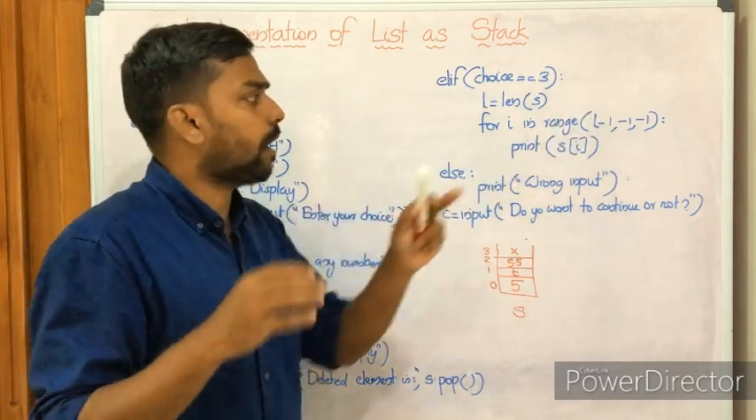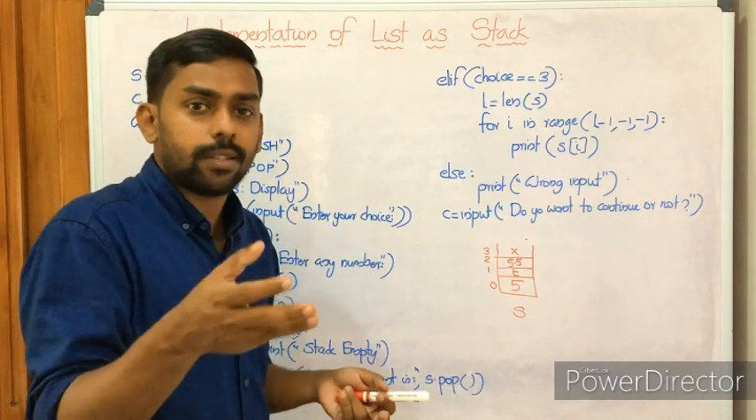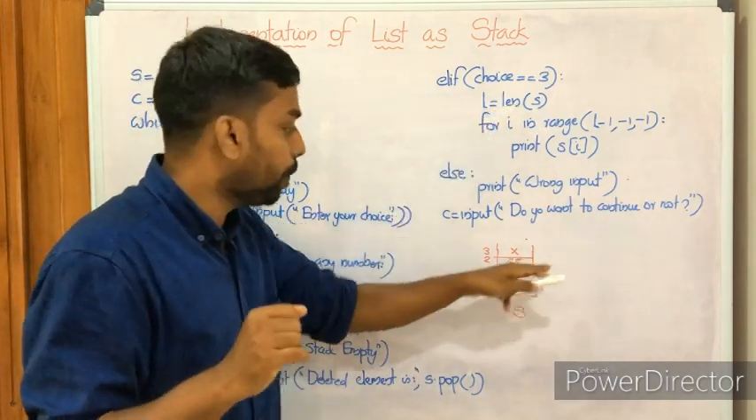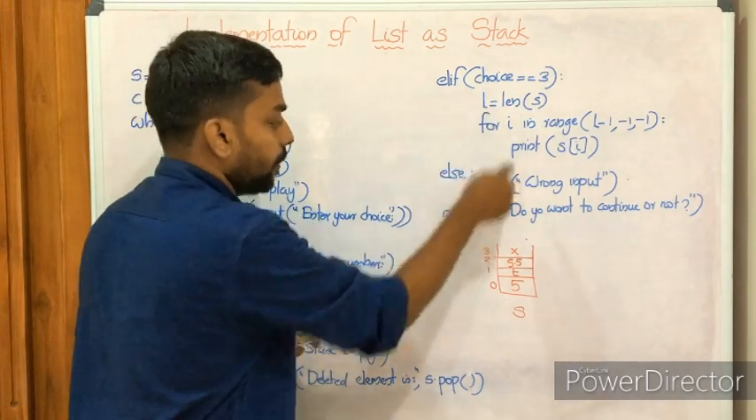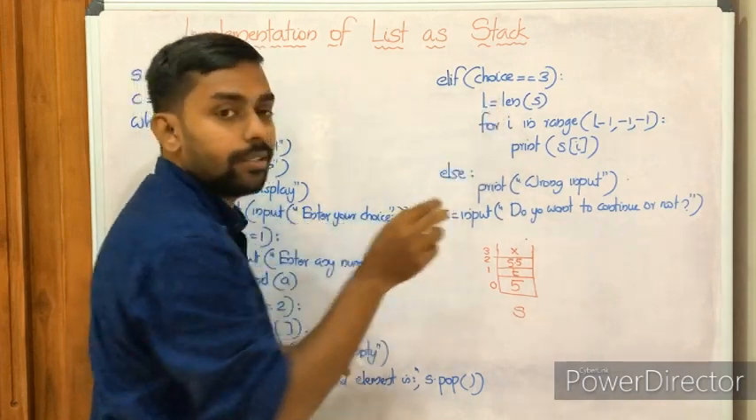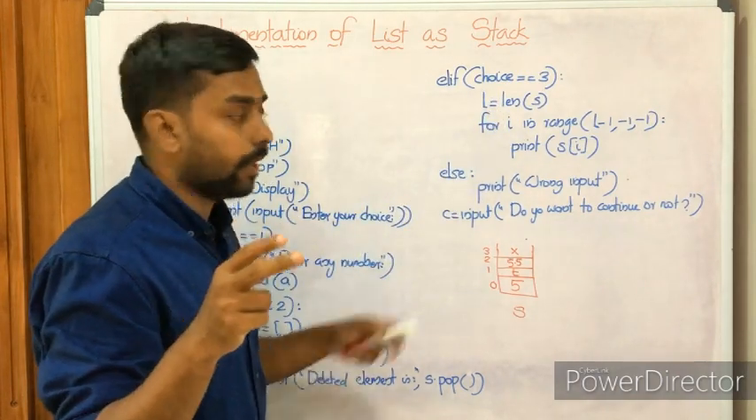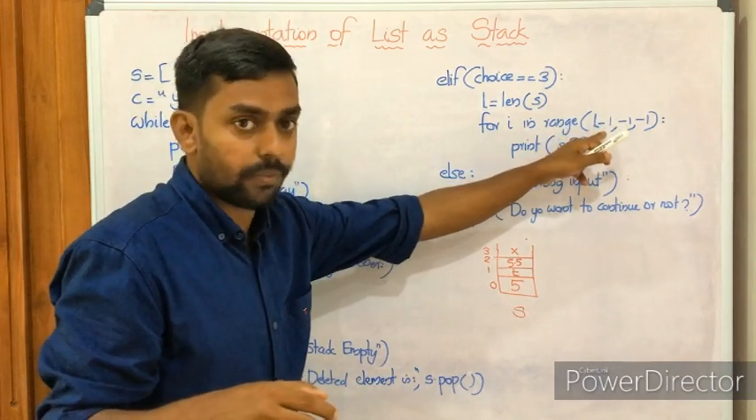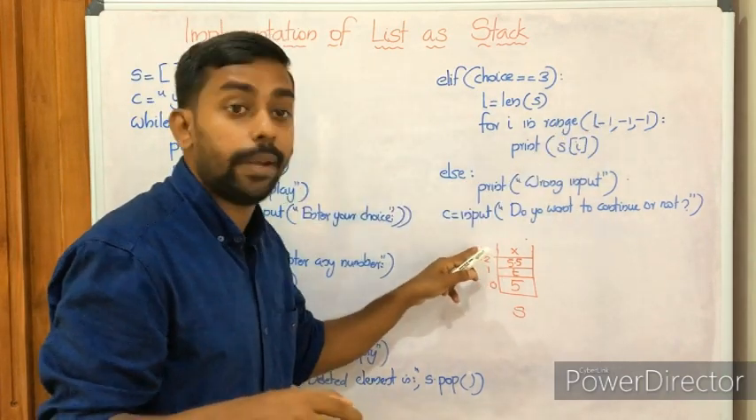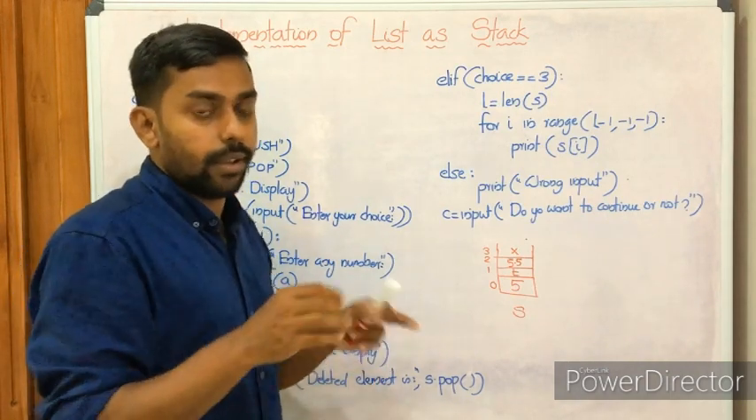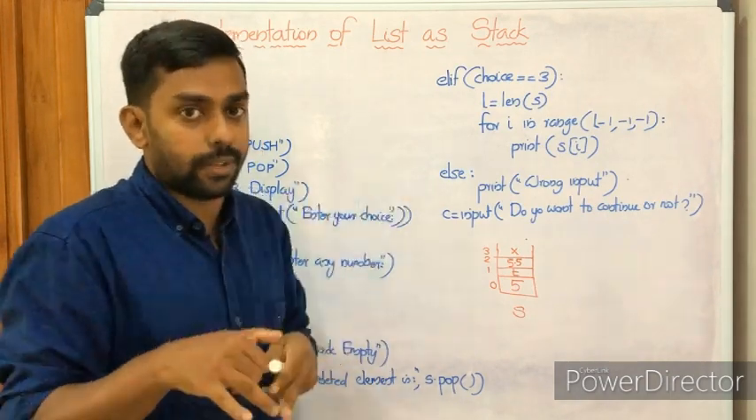Why are we starting with L minus 1? L stores the length of s, which is 4. 4 minus 1 is 3. So index 3 will be displayed first. It prints from last to first. That's the logic.